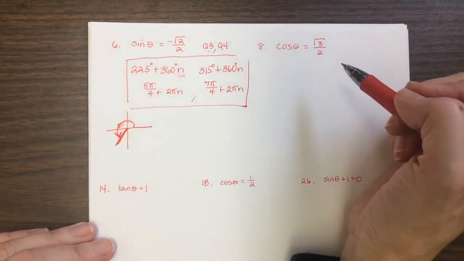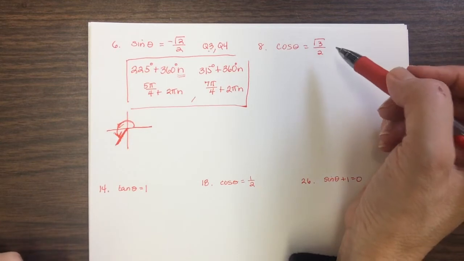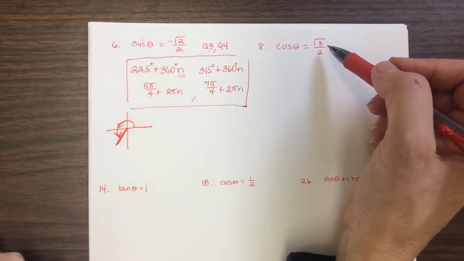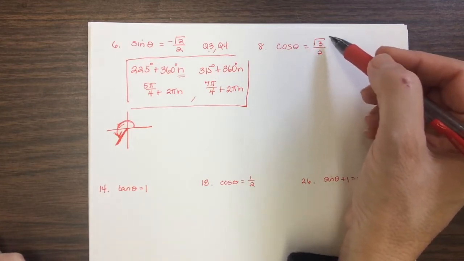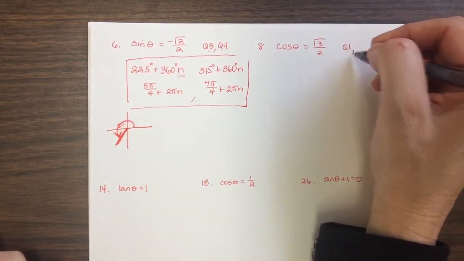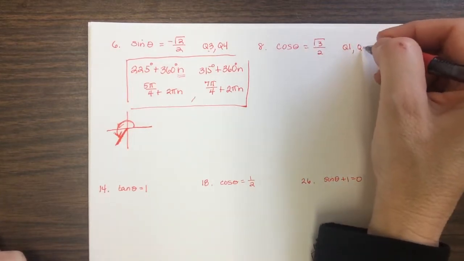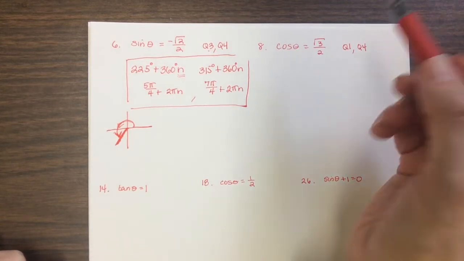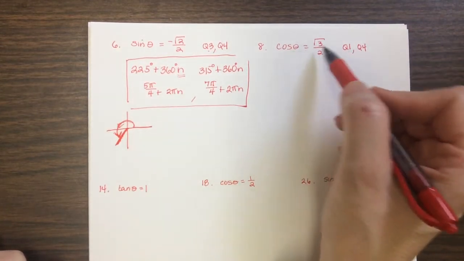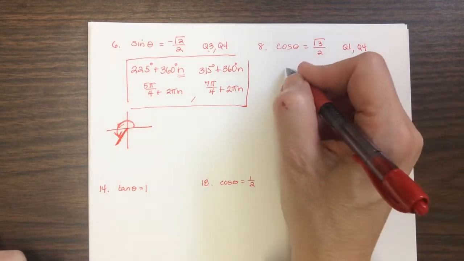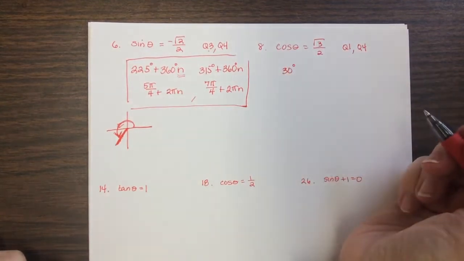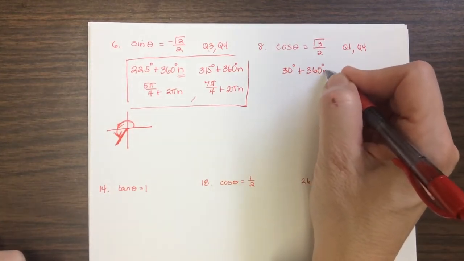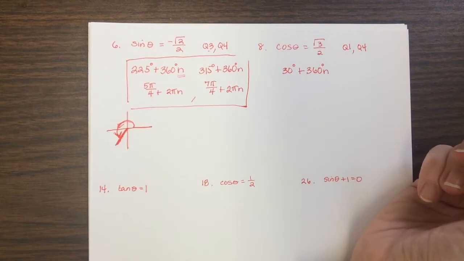Alright, so the next one is the cosine of theta equals the square root of 3 over 2. So let's just go through the same thought process that we just did. If I need my value to be positive, that means I'm looking at quadrant 1, and cosine is positive in quadrant 4. So I'm looking at quadrants 1 and 4 to get my angles. Alright, the reference angle, or from quadrant 1, I know that the cosine of 30 degrees is the square root of 3 over 2. And if I want all solutions, I'm just adding that 360 in, that number of rotations.